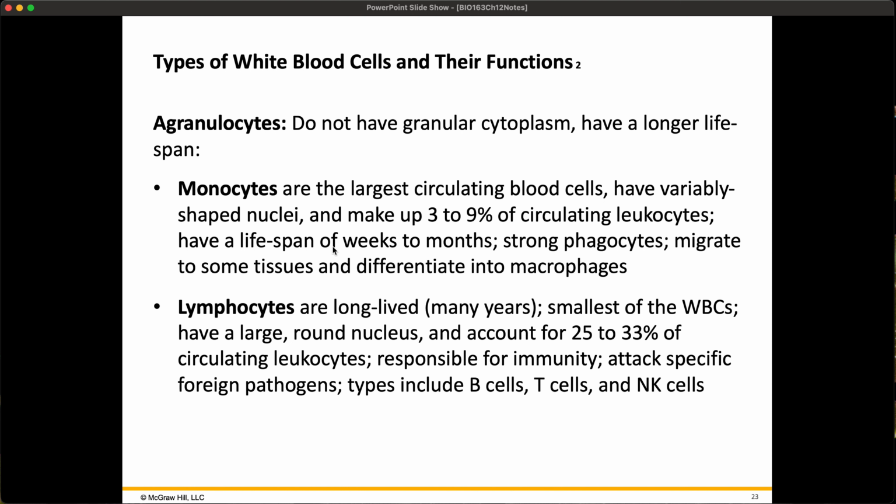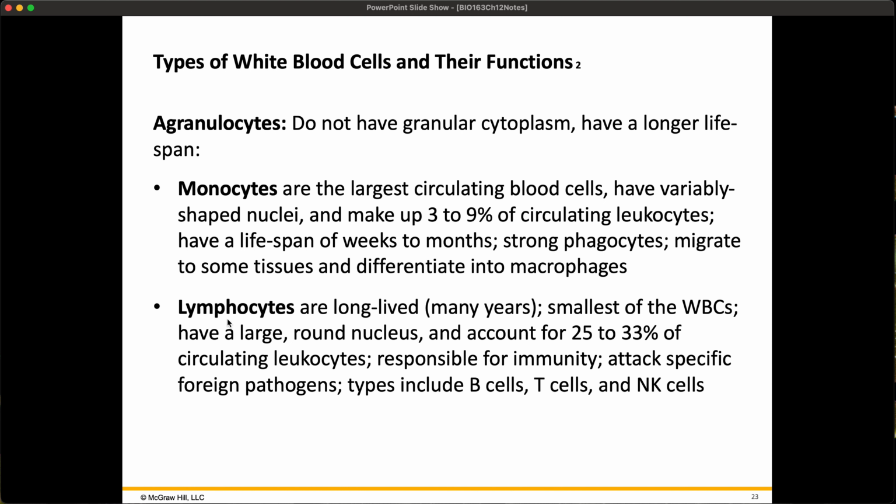And so depending on where they might be in the tissues, in the lungs or the skin, the brain, they're going to sometimes have different names for those specific locations. But monocytes, macrophages, phagocytosis. Lymphocytes, we're going to see they turn into B cells, T cells, and NK cells, which are natural killer cells. Very kind of ominous name there.